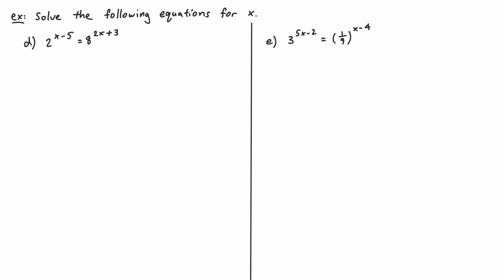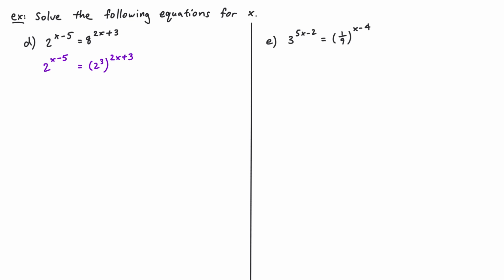We can try to think, can we rewrite 2 as 8 to some power, or can we rewrite this 8 as 2 to some power? Well, we can rewrite the 8 as 2 to the third power. So let's rewrite our equation. We have 2 to the power of x minus 5 on the left-hand side, and on the right-hand side, we're going to replace that 8 with 2 to the third power, and we'll keep that in parentheses for now. And all of this is raised to the power of 2x plus 3.